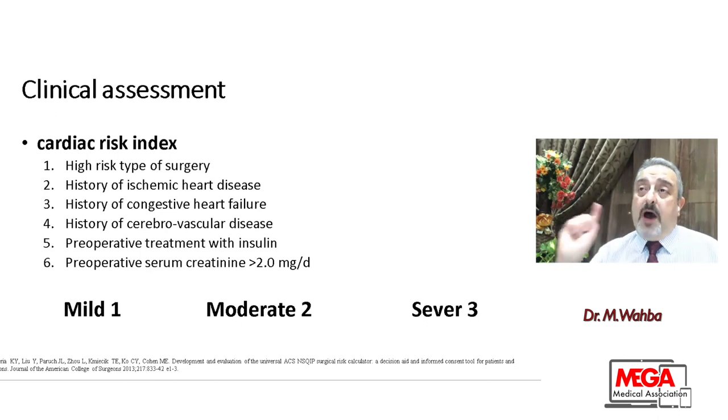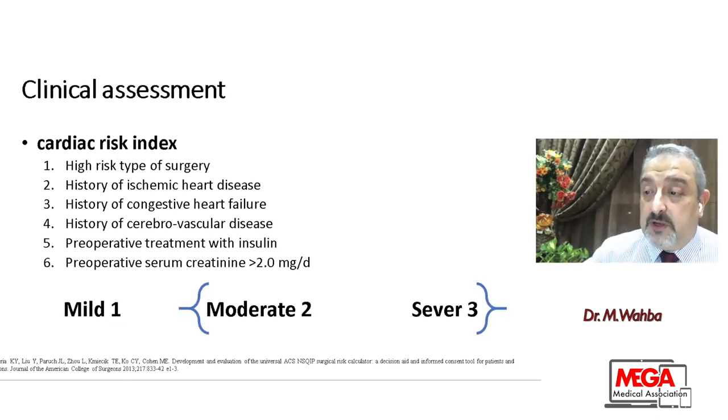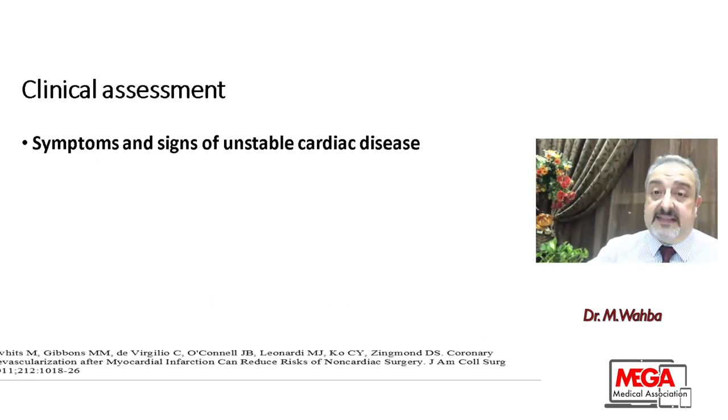If you have 1 point, it is mild. If you have more than 1 point, this is moderate to severe. And if you are between moderate and severe, those patients are considered a high cardiac risk index. That means I stop surgery for them or I do it with precautions. No, you will do it with precautions, which will be mentioned later on.